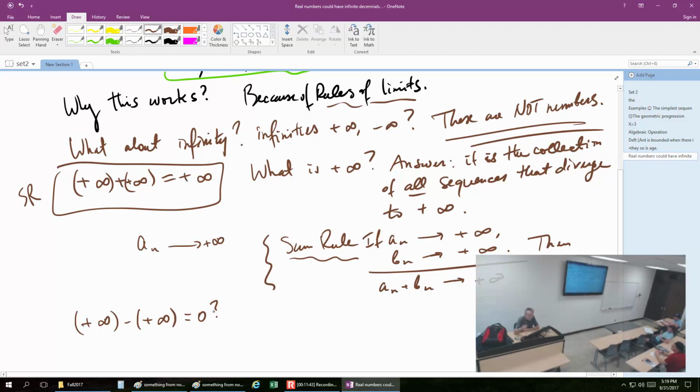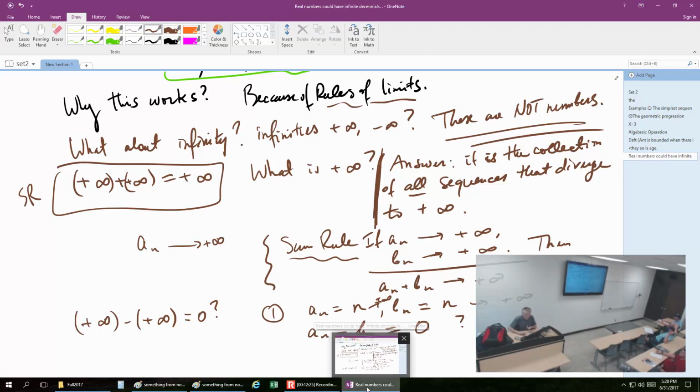I mean, that's why this explanation is so helpful. I can demonstrate that by choosing appropriate sequences, I will produce different answers. So it could be zero, it could be any number, it could be infinity. So let me show you. This is the first possibility: an is equal to, say, n. That's an example of a sequence that goes to infinity. And bn is also equal to n. Both go to plus infinity. I subtract, an minus bn, which is zero, and it seems that the answer is zero.